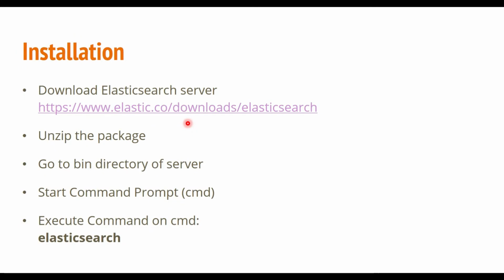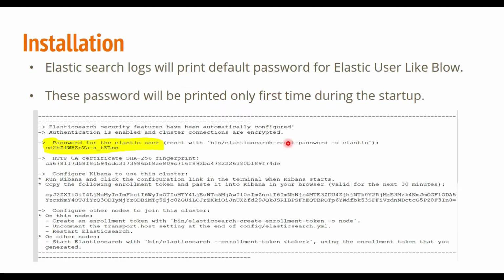Okay, we have already executed the steps mentioned on this slide, which are: download the Elasticsearch server, unzip the package, go to the bin directory, start the command prompt, and start the Elasticsearch server using the elasticsearch command. We have already seen this one as well. The Elasticsearch logs will print the default password for the elastic user like below. This password will be printed only the first time during startup.